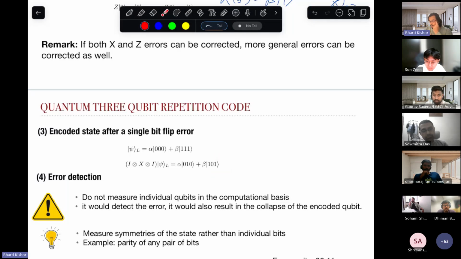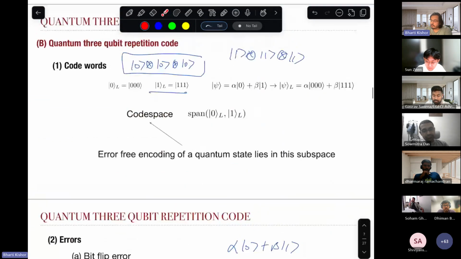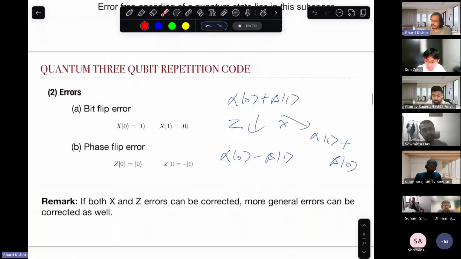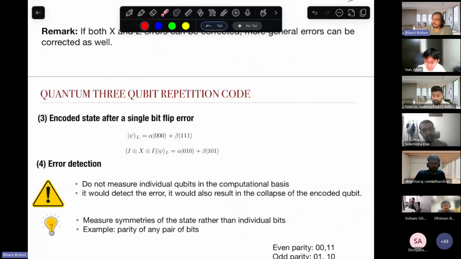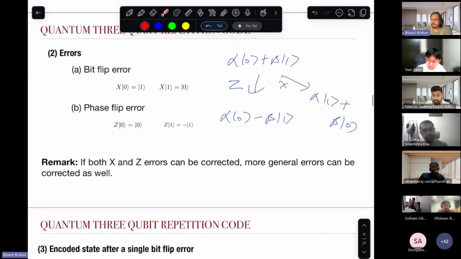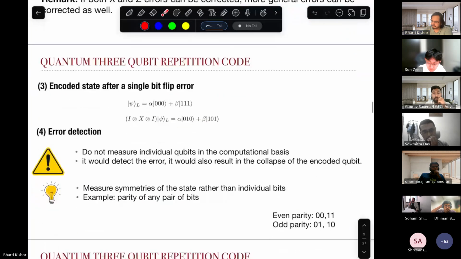Okay. So we looked at the meaning of the code word, the meaning of error, and the meaning of the encoded state after a single qubit flip error, and these are all similar to what we had in the classical case. We saw that among the errors there is the more general phase flip error, which was not present in the classical case. So there is obviously some departure, but the idea is similar.